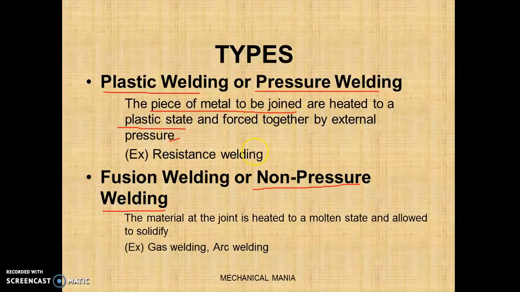An example of pressure welding is resistance welding. There are different types of resistance welding: spot welding, seam welding.